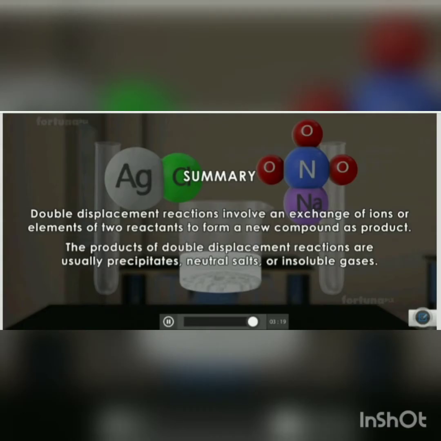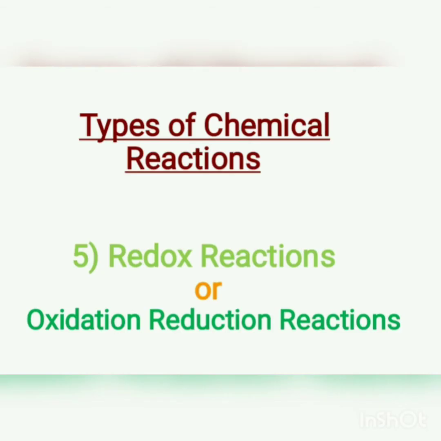Now a quick recap in the form of summary for double displacement reaction. First point, double displacement reactions involve an exchange of ions or elements of two reactants to form new compounds as products. And the second point is the products of double displacement reactions are usually precipitates, neutral salts or insoluble gases. Now the fifth and last type of chemical reactions, which is oxidation reduction reactions or redox reactions.